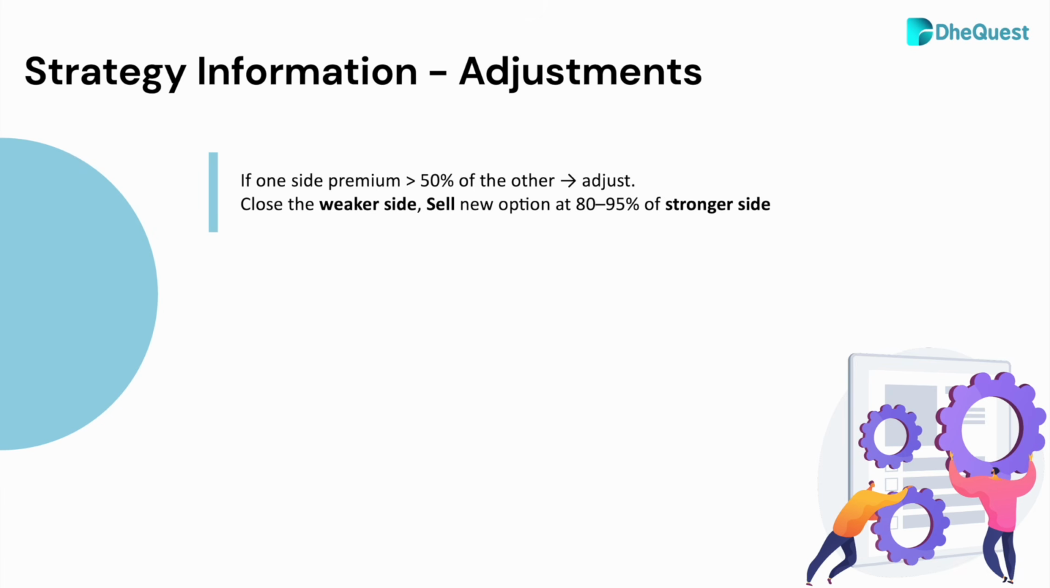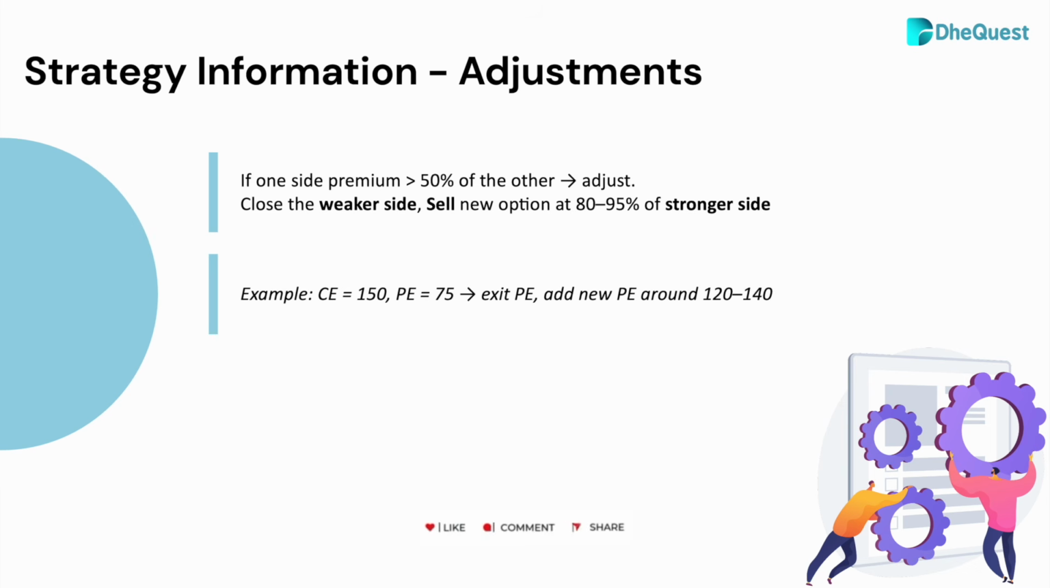How are we going to adjust it? Just close the weaker side and add a fresh option closer to the stronger side, usually somewhere around 80 to 95% of its value. Like suppose the call is at 150 rupees and your put is at 75 rupees, then we close the put and add a new put between 120 and 140 rupees.